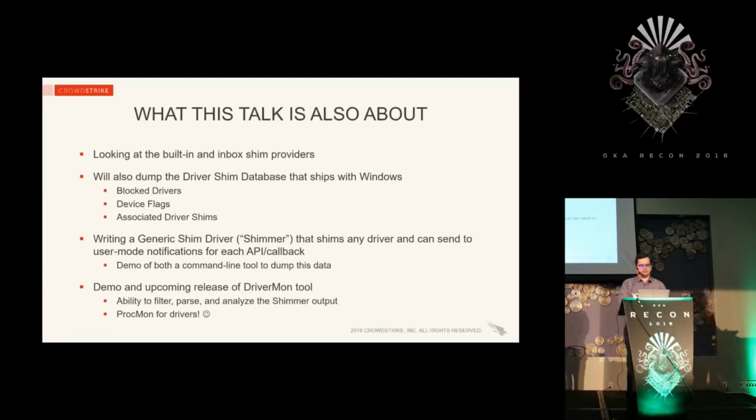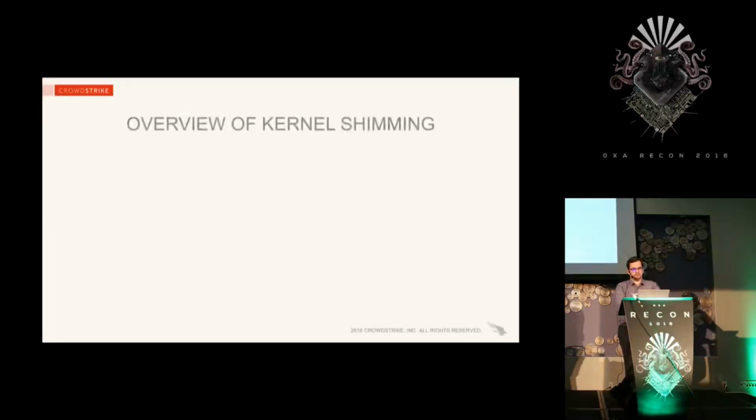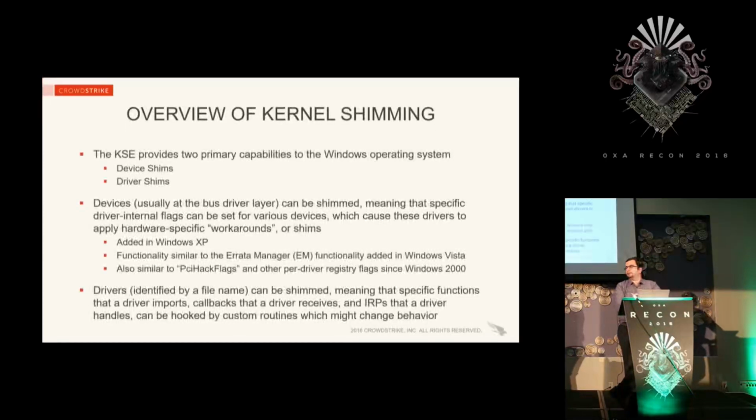And then I'll do a demo of the DriverMon tool, which I think will be pretty cool. So let's talk a little bit about how the kernel Shim engine actually does its work. Basically, the whole point of the kernel Shim engine is to provide two types of shims, or app compat. Whenever we say shims, we always talk about app compat behavior, basically. And there's device shims and driver shims.